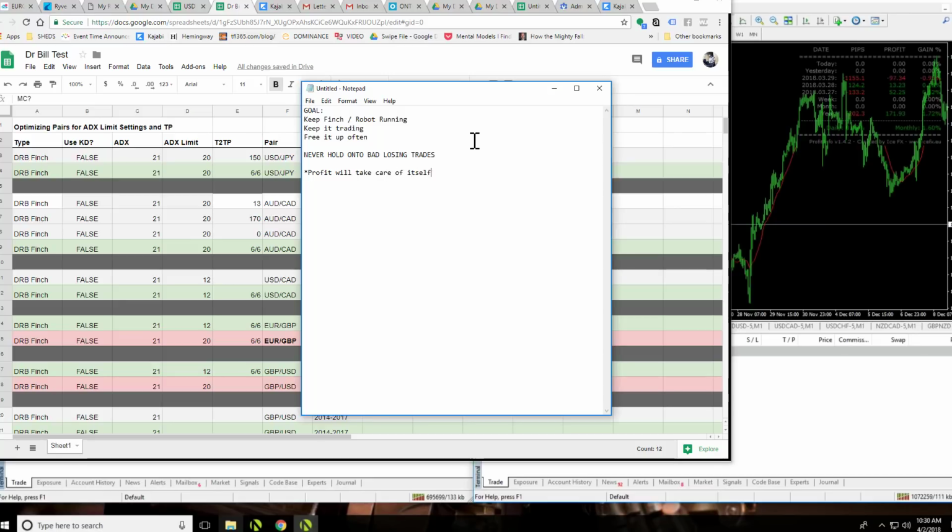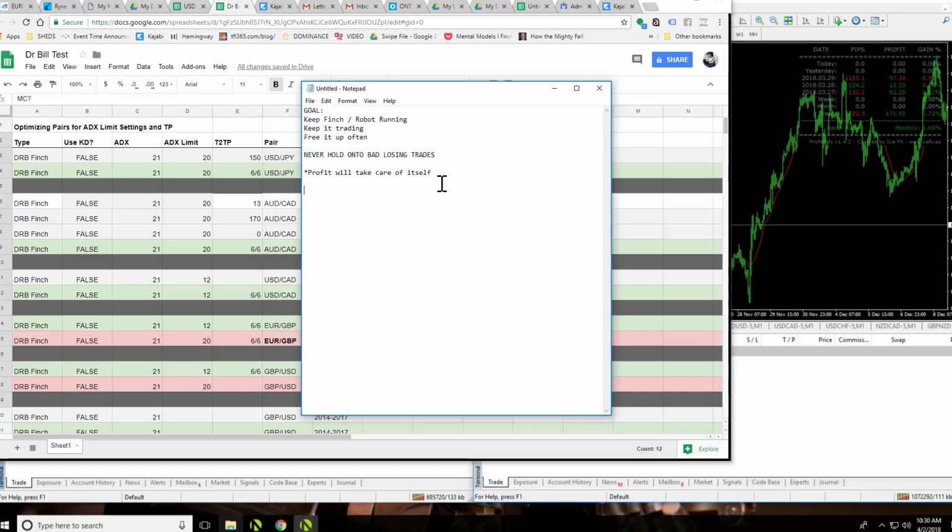That's the goal. Now, if you're wondering why we're doing this and you're brand new to trading and brand new to our trading family, you might wonder why we would even be doing this. It is because Finch, the robot, makes money, but it can get stuck in bad trades. And we do not want to hold on to bad trades and have all the stress that goes along with holding on to bad trades. We don't want that stress.